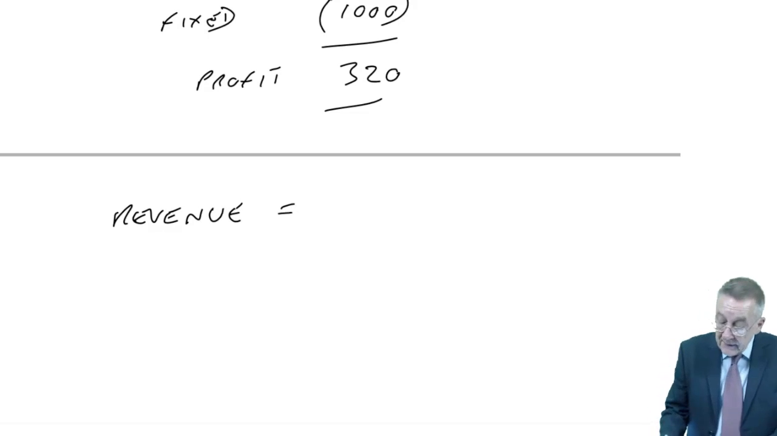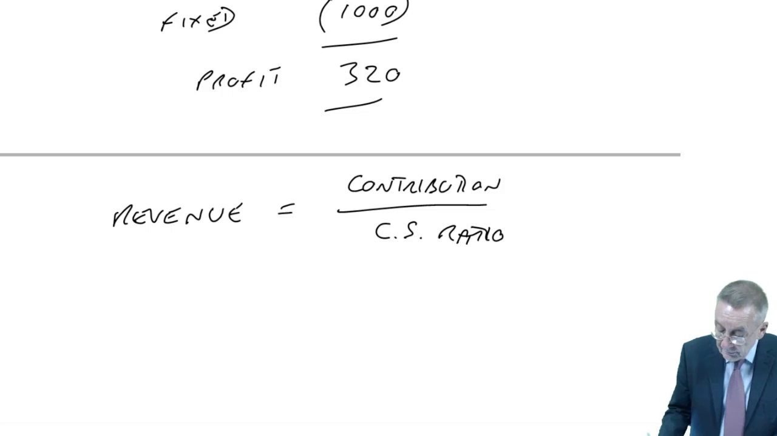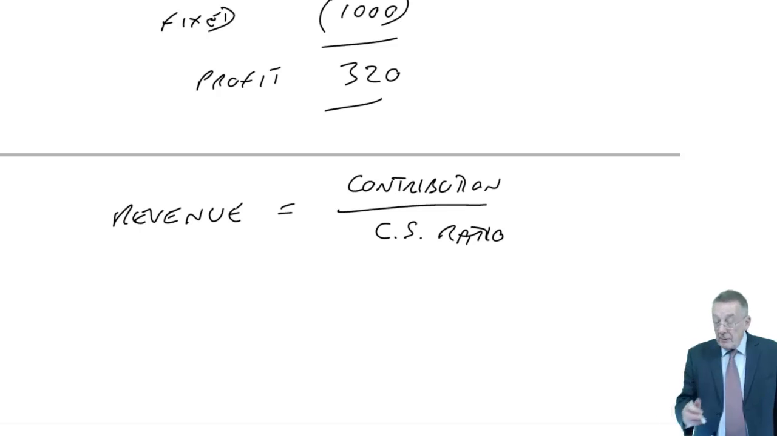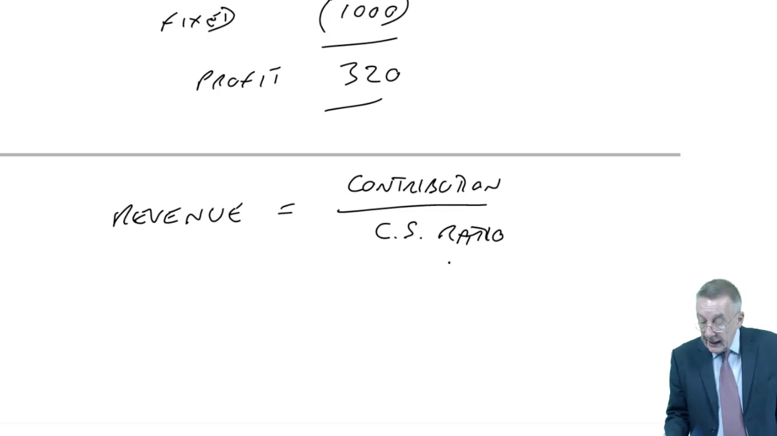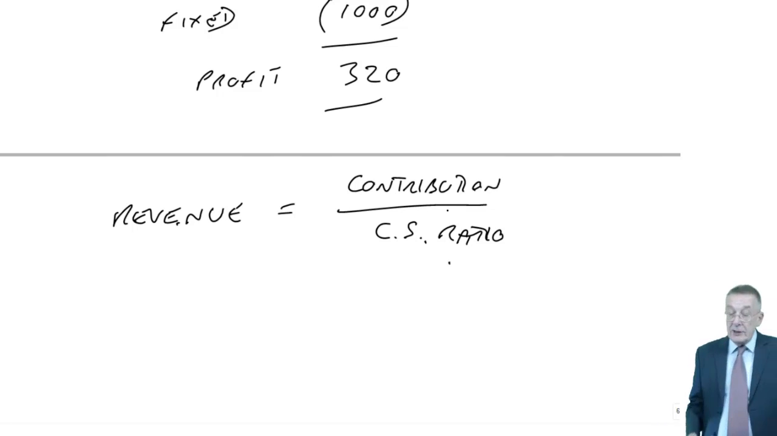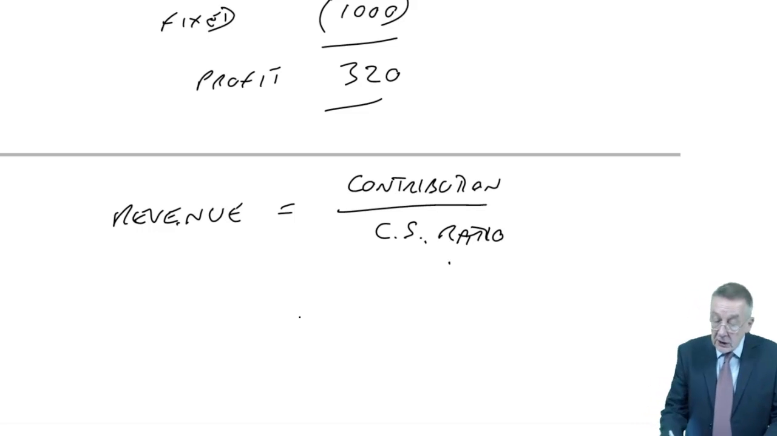And if the contribution is that times the revenue, surely it means the revenue must be equal to the contribution divided by the CS ratio. Now think about that and learn it if you need. But remember, revenue times CS ratio is contribution. CS ratio is contribution divided by revenue. Rearrange it. The revenue must be contribution divided by CS ratio. So I can get the revenue directly.